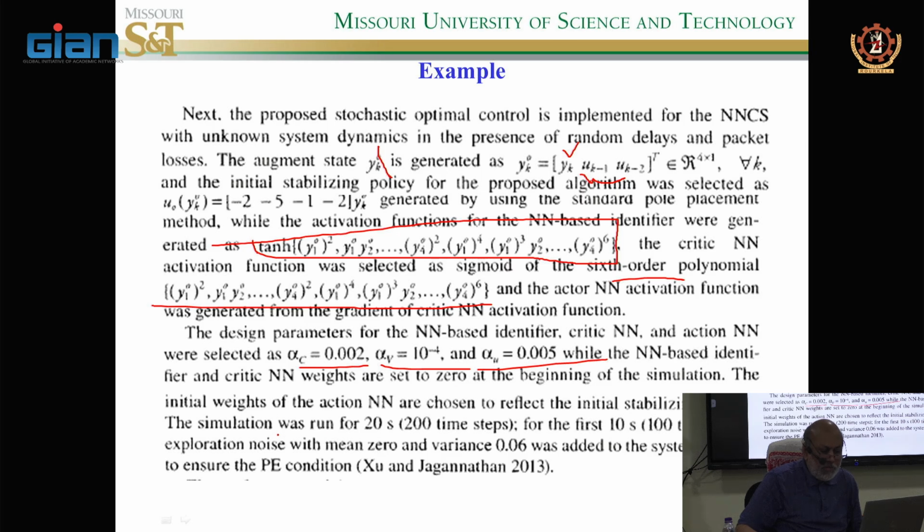Okay, simulation was run for 20 seconds. And for the first 10 seconds, exploration noise with mean 0 and some variance was added. This is mainly to create persistency of excitation.